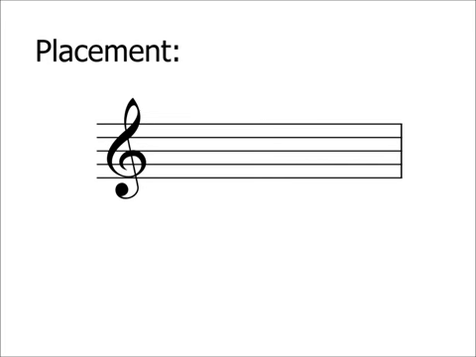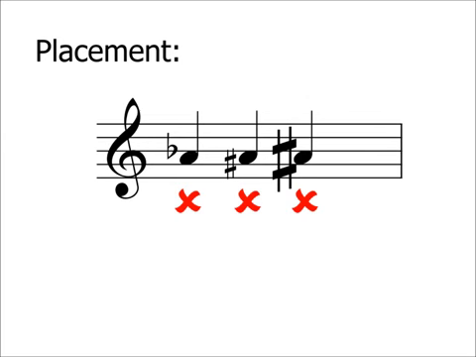You also need to ensure that the accidental sits neatly next to the note. This would be wrong. The flat symbol has been placed too high. Here, the sharp has been placed too low. The sharp has been written way too big here. It's very important that when writing accidentals, you are very clear which notes they are attached to. Make sure that the middle of the sharp or flat sits on the same line or in the same space as the note head, like this one.